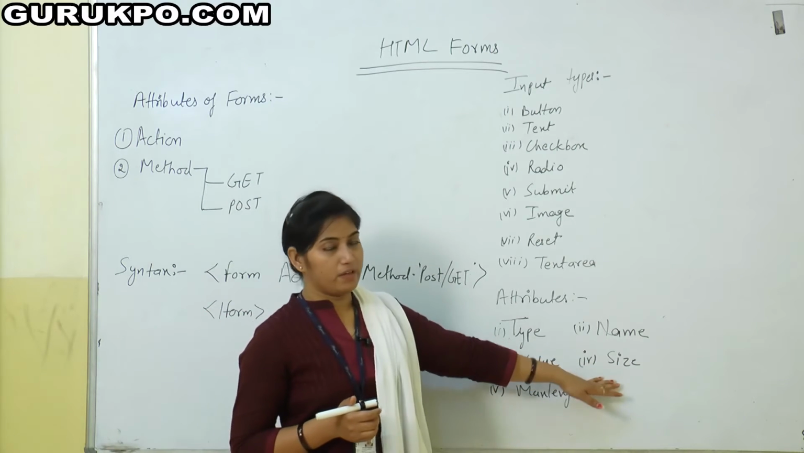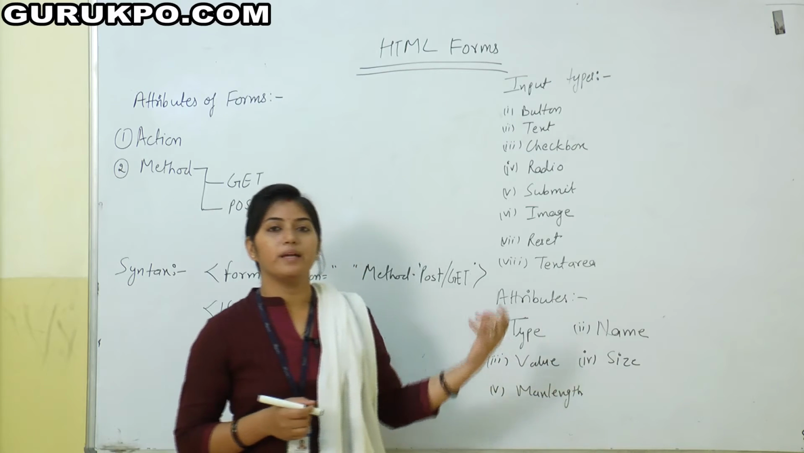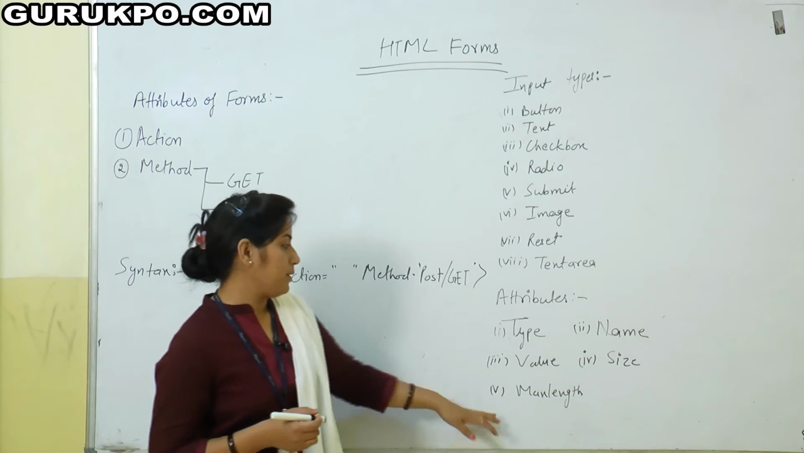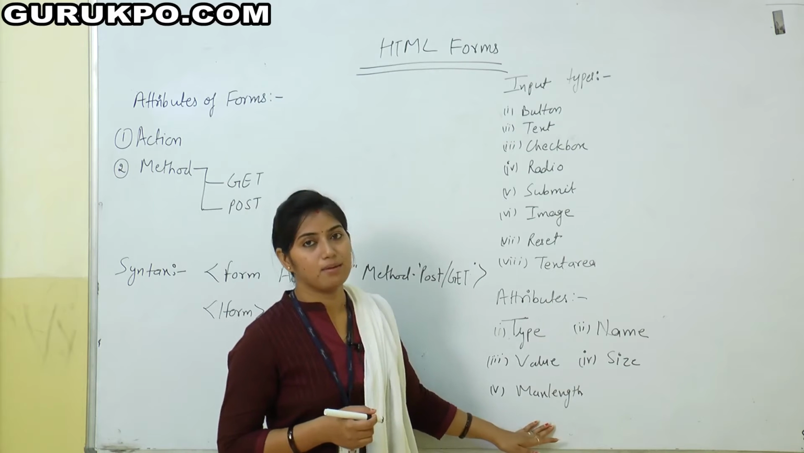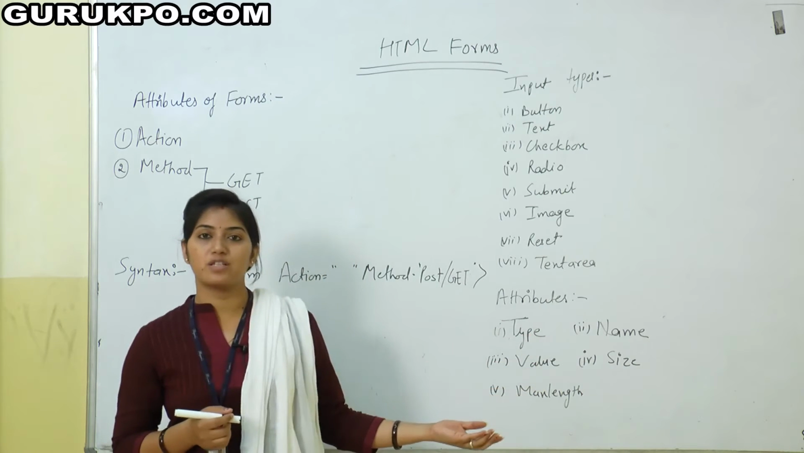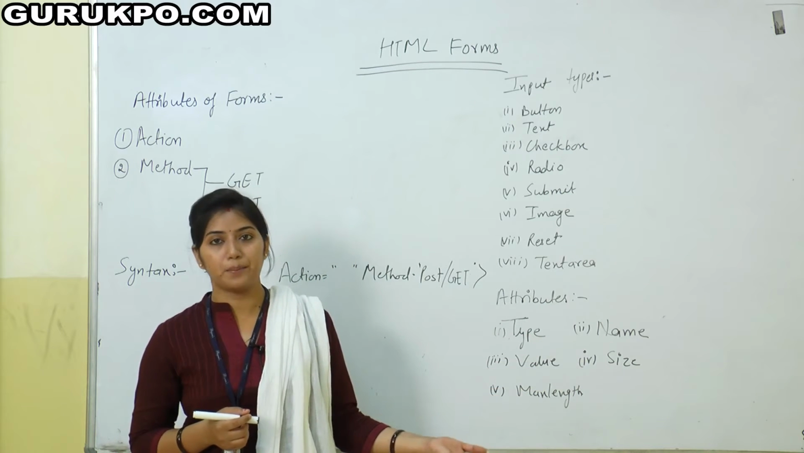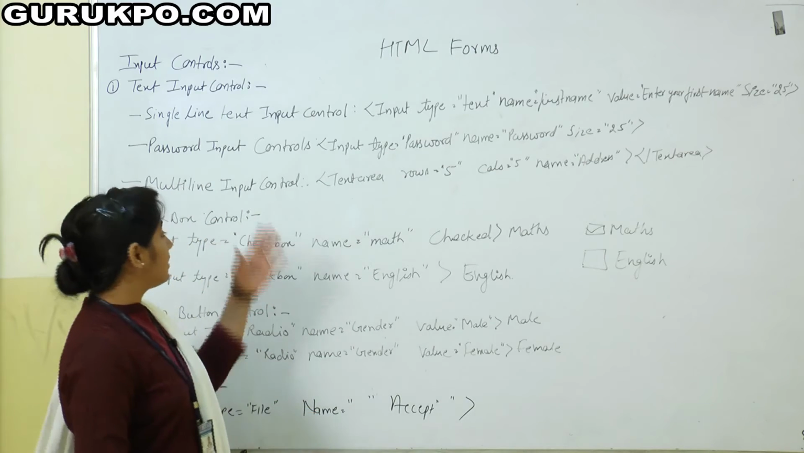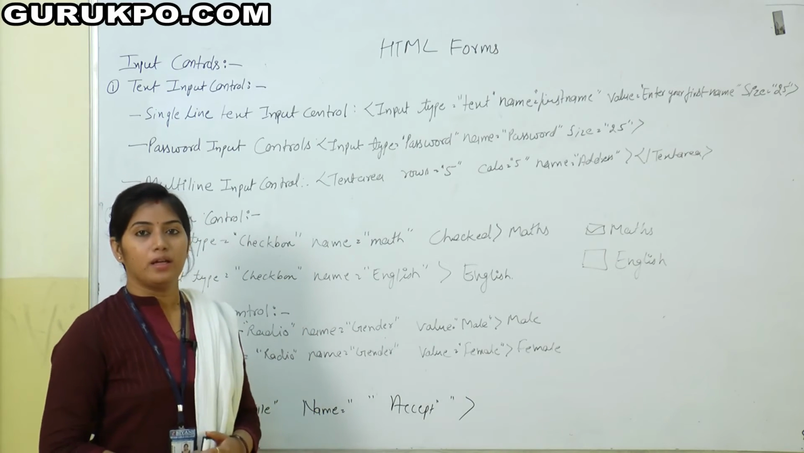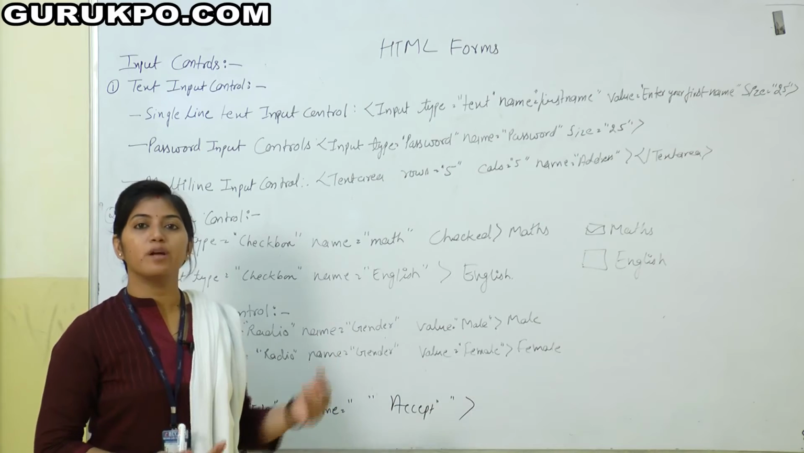Then value is the default value which will show in our input control. Then size, we define its length and height. Then max length, the maximum length. These are the five attributes which can be used by all the input type elements. These are the different types of input control which we will discuss one by one.